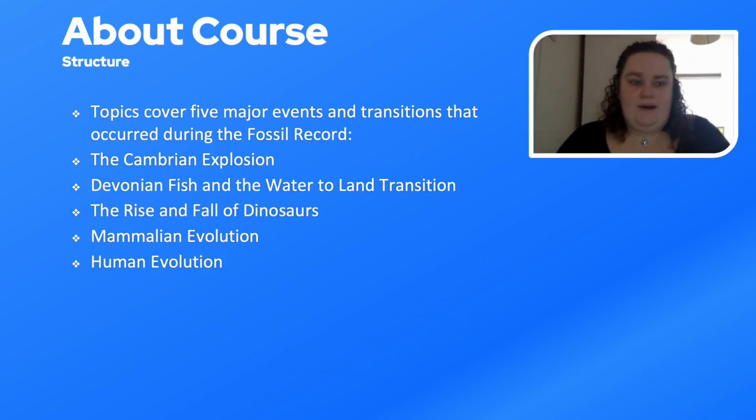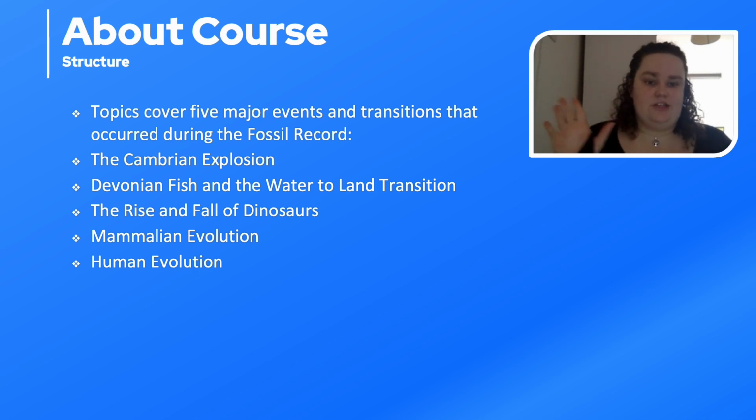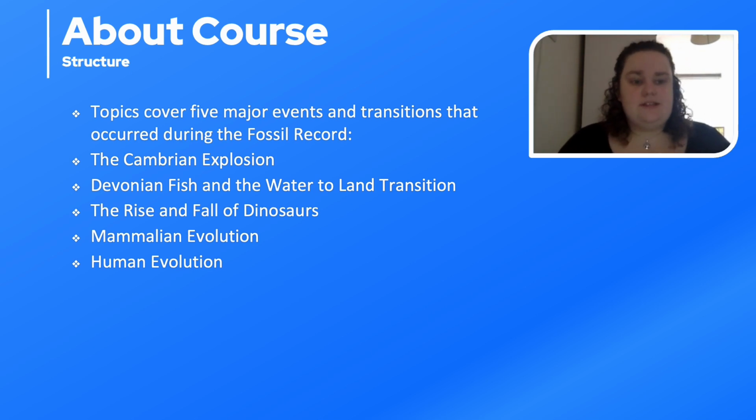So about the course, the topics cover 5 major events and transitions that occurred during the fossil record. So the first lecture is an introduction to paleontology, so what it is, what it involves, who main people are. The second is the Cambrian explosion, which is the first major event. Then we go on to Devonian fish and the water to land transition. Then we go to the rise and fall of dinosaurs, mammalian evolution and human evolution.